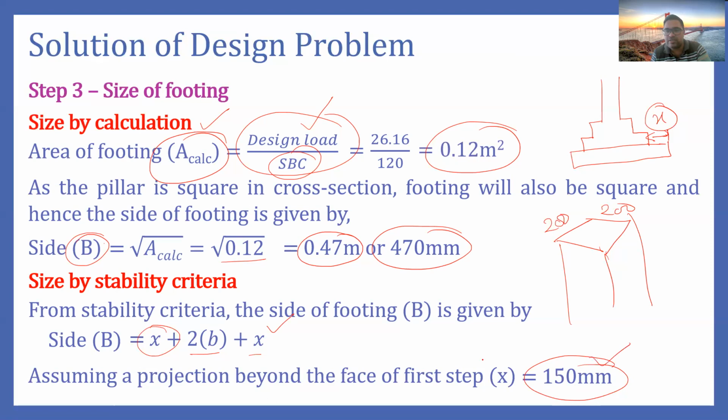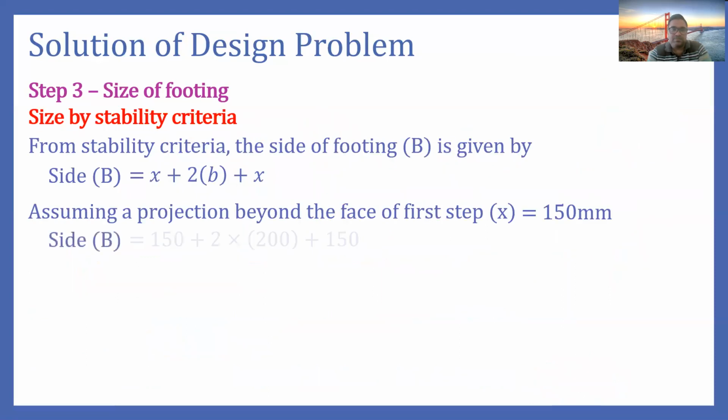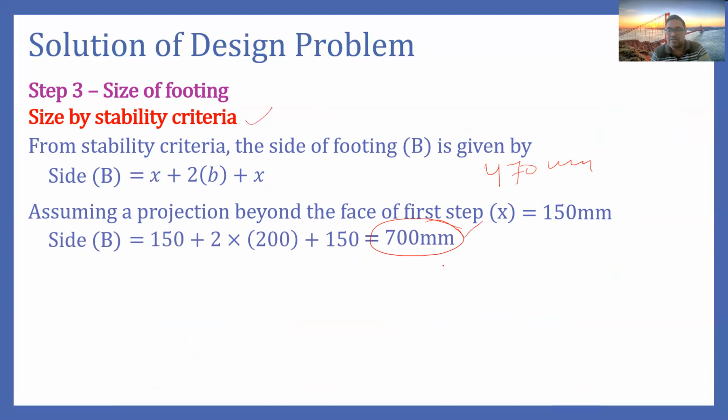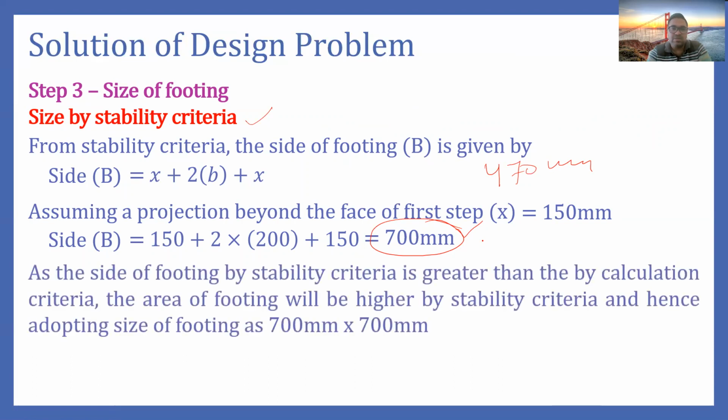Now we have the value of x, we have the value of b. So putting all the values, we can calculate the value of capital B as 150 plus 2 into 200 plus 150, and it gives us the side B as 700 mm. So you can see the value of B by calculation was 470 mm, and by stability criteria it is 700 mm. So this gives us the higher value of B, and therefore we will adopt the size of footing as 700 by 700, which is governed by the stability criteria.